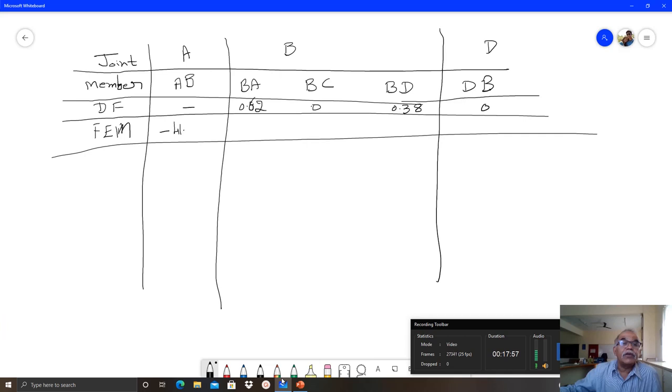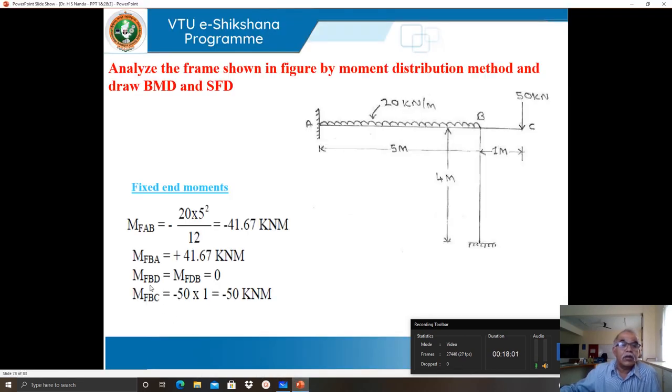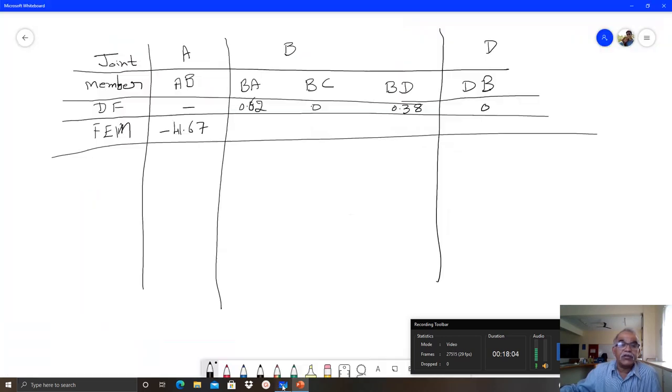Minus 41.67, BA plus 41.67, BC because of overhanging minus 50, BD 0, DB 0 because no loading.